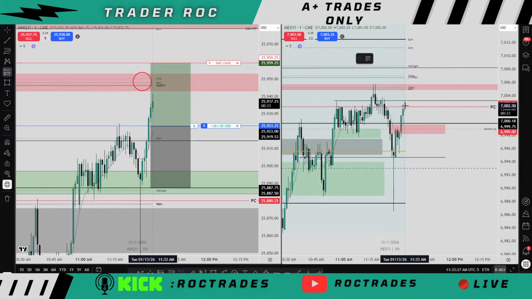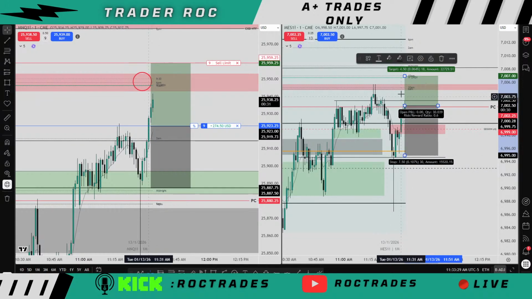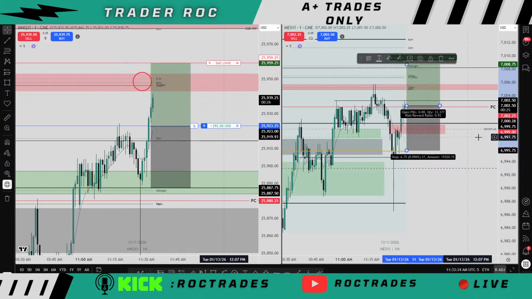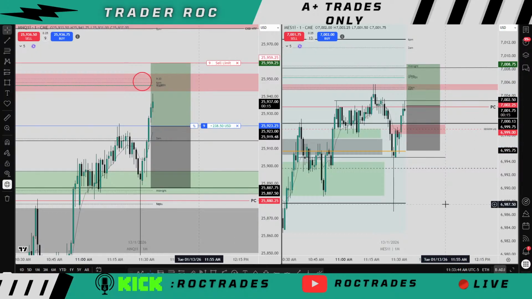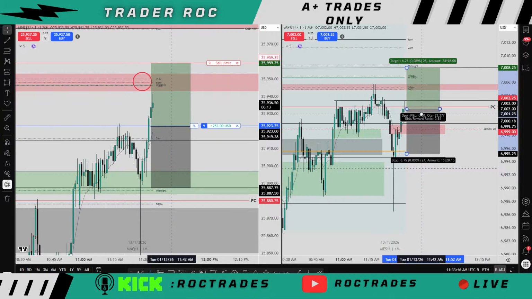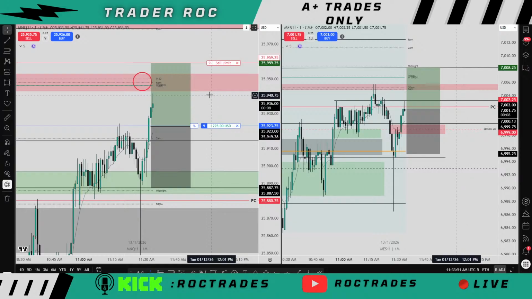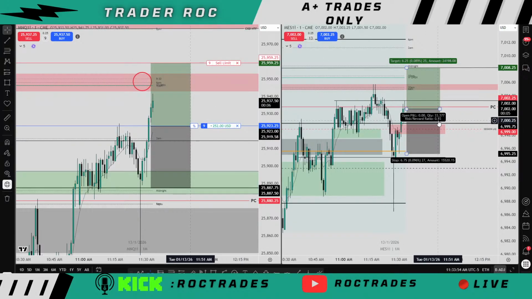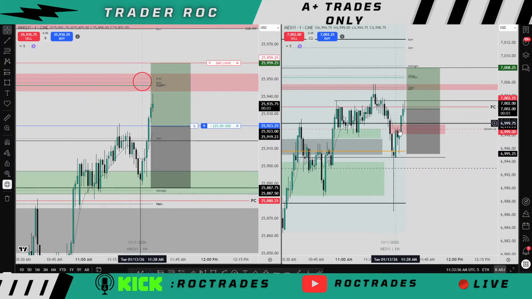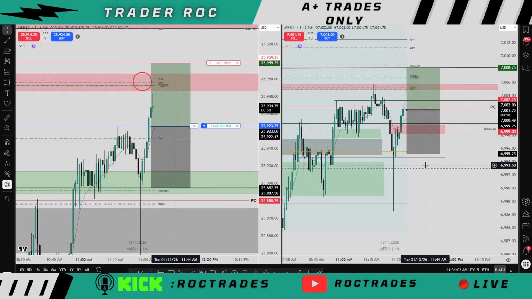Where would I buy if I bought ES here? Stop below here, 7 points. Probably go like a 6-point stop there. How many contracts would that be? 15. But ES is the weaker one here, so this is tough. Maybe we get one more pullback. 11:34.